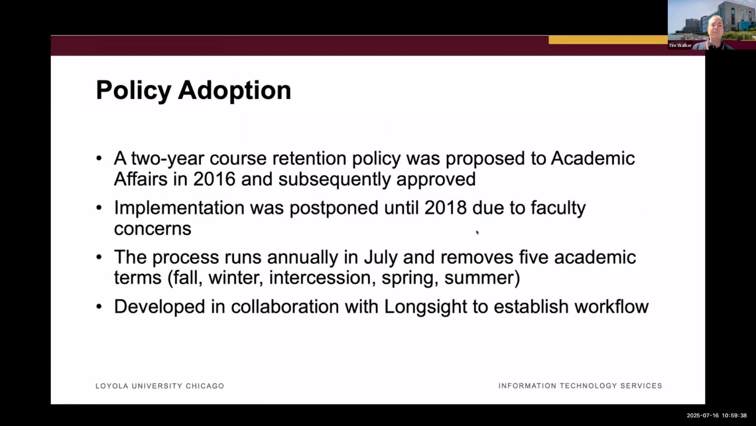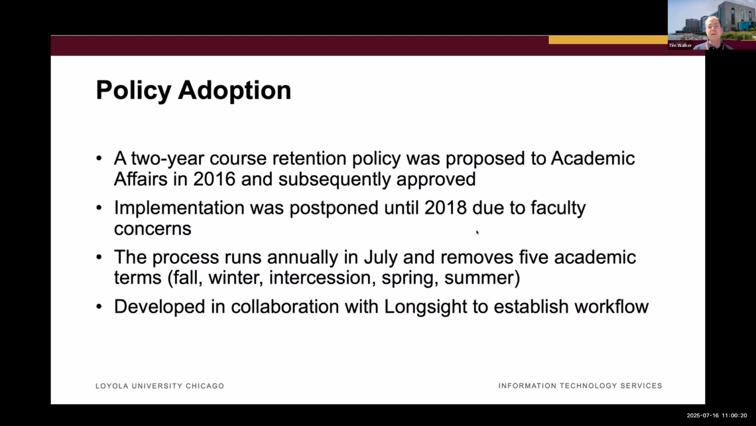All right, so here's our policy adoption. We landed on a 2-year course retention policy. It seemed to provide enough access to previous courses, but not so lengthy that we would have that copy of a copy issue. We went to academic affairs, both the Dean's Council and a couple of other governance groups. In 2016, it was approved. However, our provost postponed it because there was some pushback from faculty. They weren't ready to start, so it was postponed until the spring of 2018, which is when we launched.